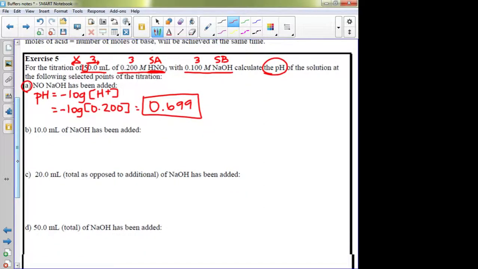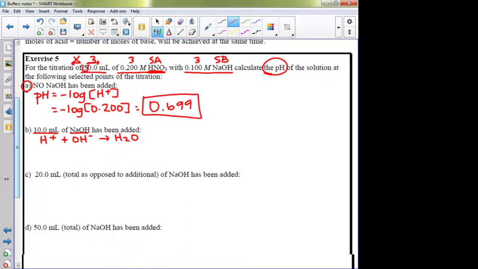So now B says, what if I add 10 milliliters of the NaOH? So I'm adding what? I'm adding base, right? So what should I expect my pH to do? Go up. I should be expecting it to go up. But how do I know how it's affected my NaOH? Well, remember, here's my net ionic equation for a strong acid plus a strong base.